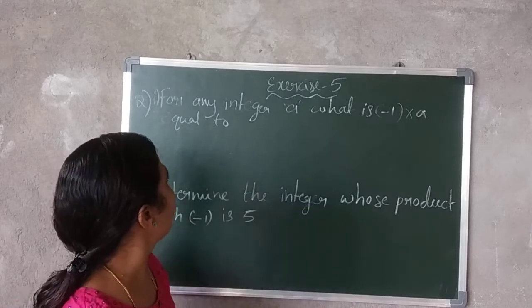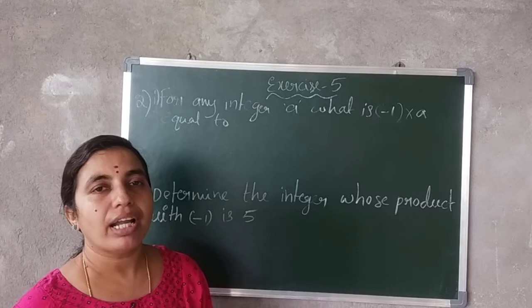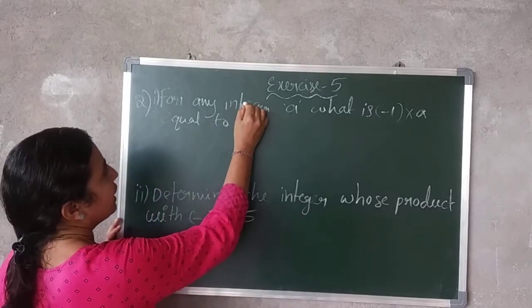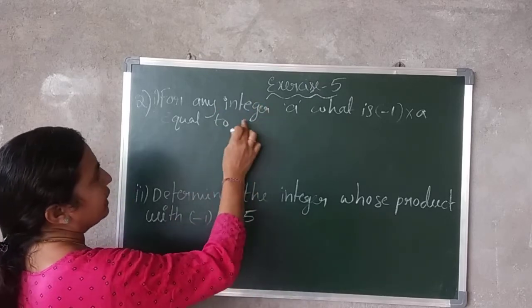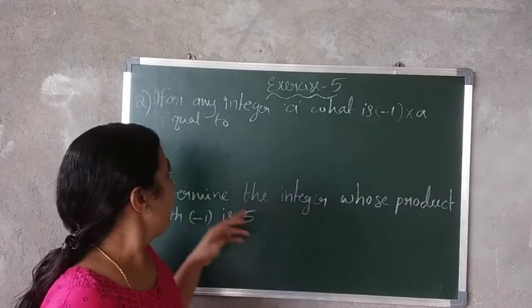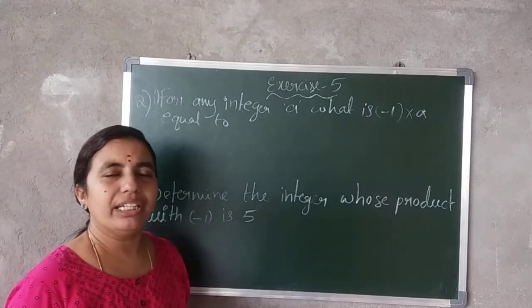What is the second bit? For any integer a, what is minus 1 into a equal to? So minus 1 into a.